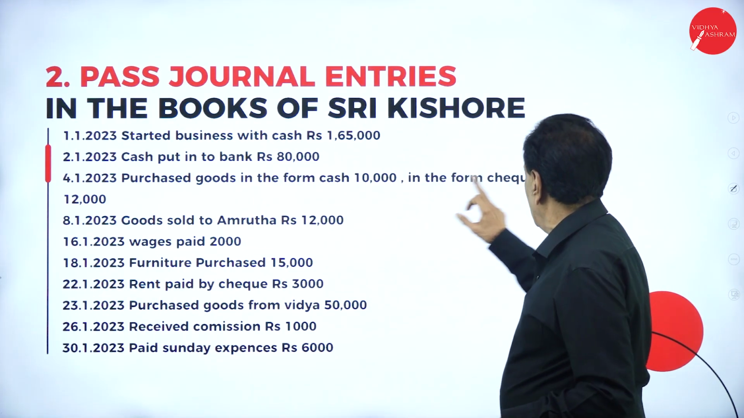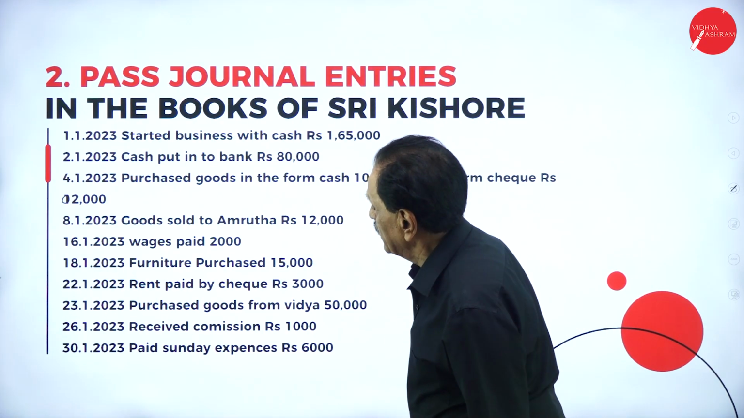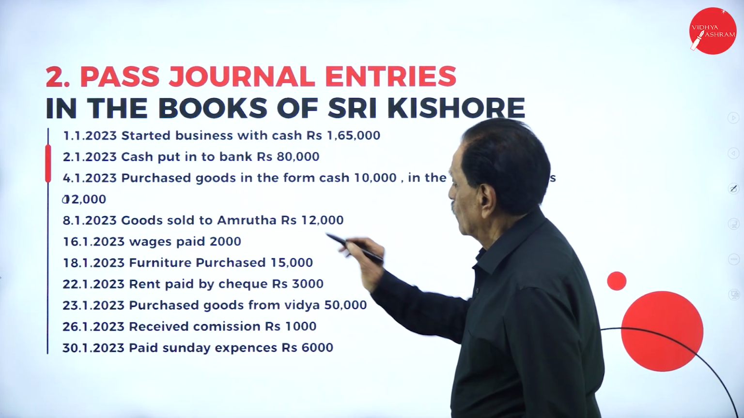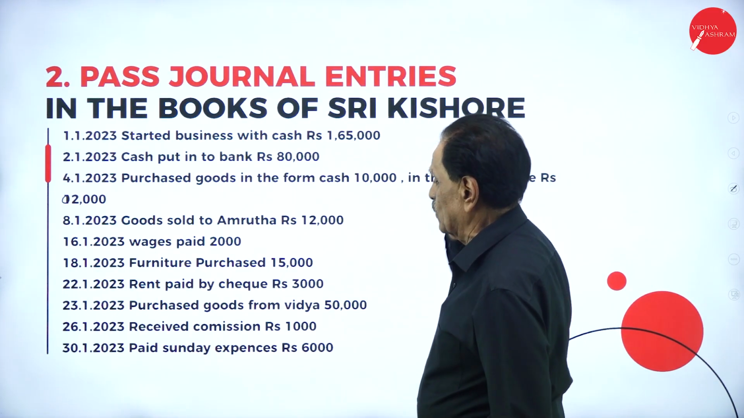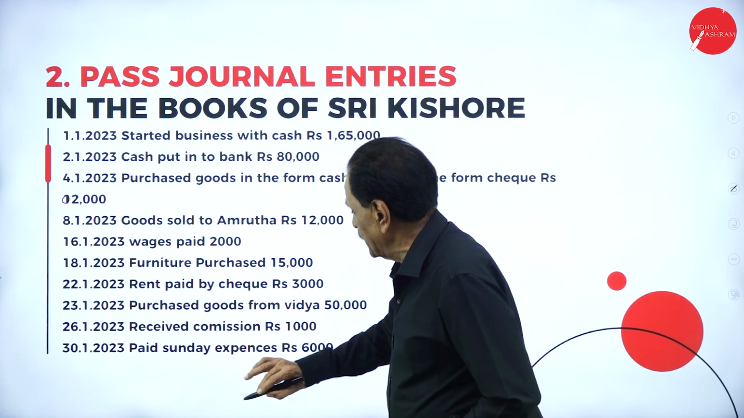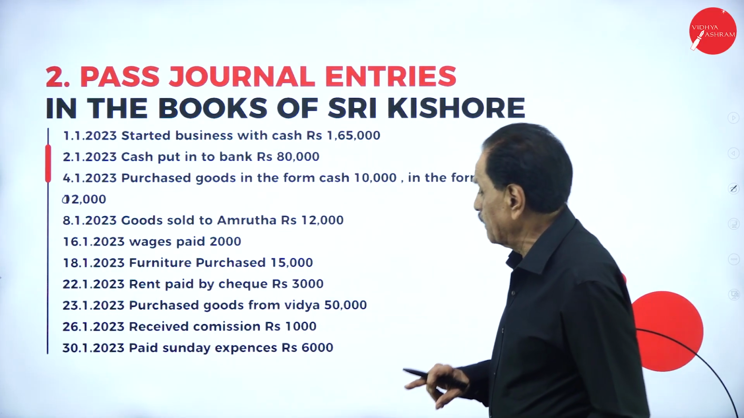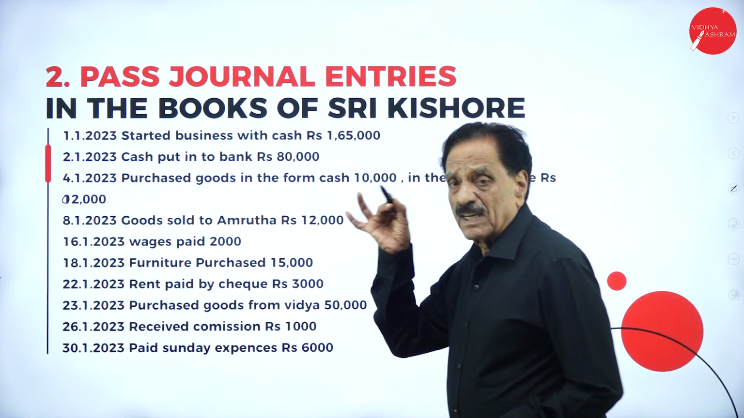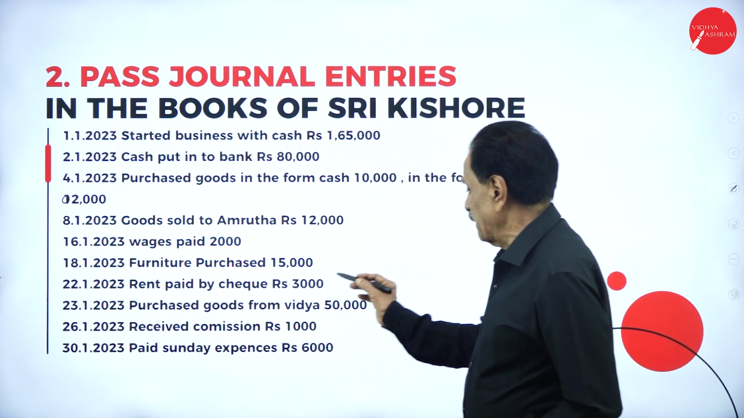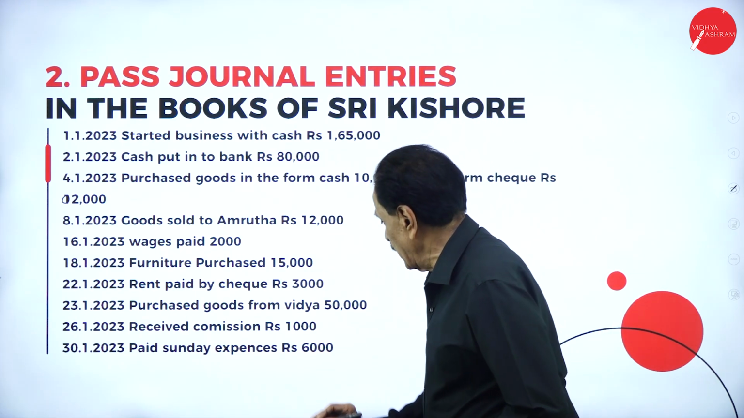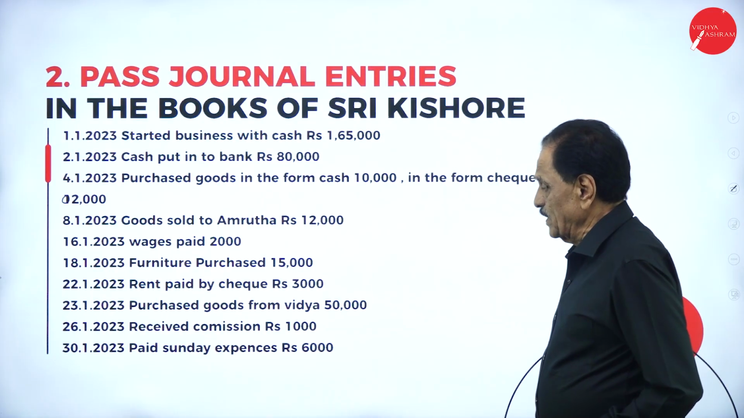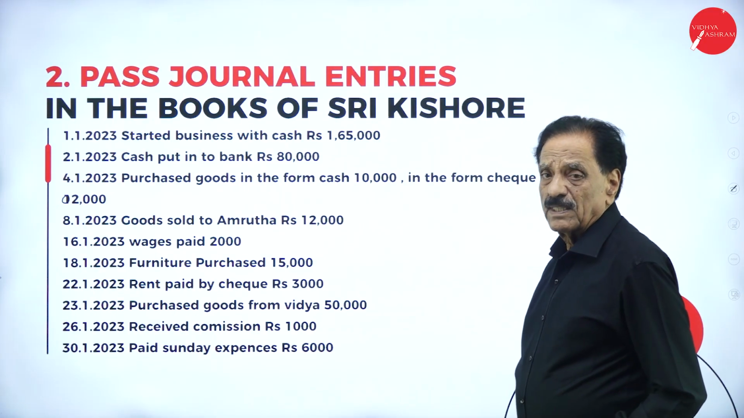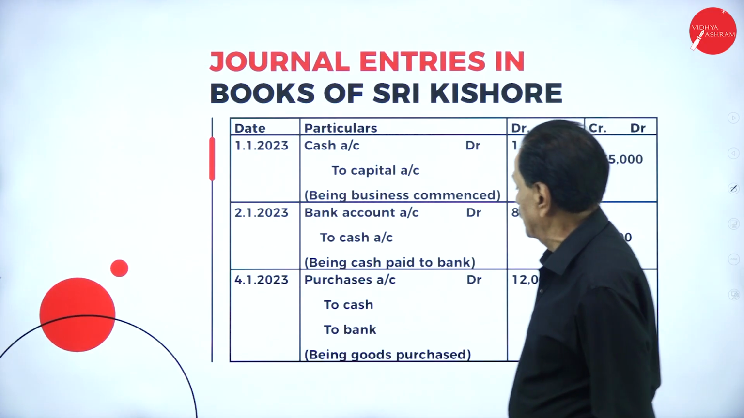Purchase goods in the form of cash, in the form of check, 2,000. So purchase account debit to cash account, to bank account. Goods sold to Amrita, Amrita account debit to sales account, wages paid, wages account debit to cash account, furniture purchase, furniture account debit to cash account, rent paid by check, rent account debit to bank account, purchase goods from Vidya, purchases account debit to Vidya's account, received commission, cash account debit to commission account, paid sundry expenses, sundry expense account debit to cash account. Same.